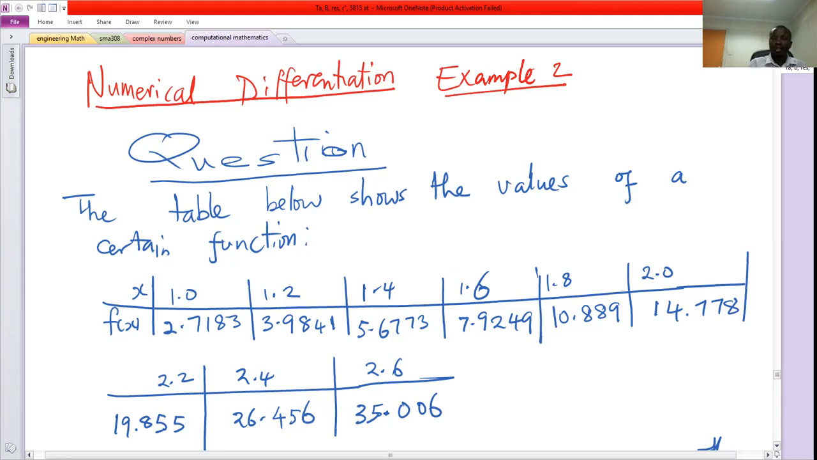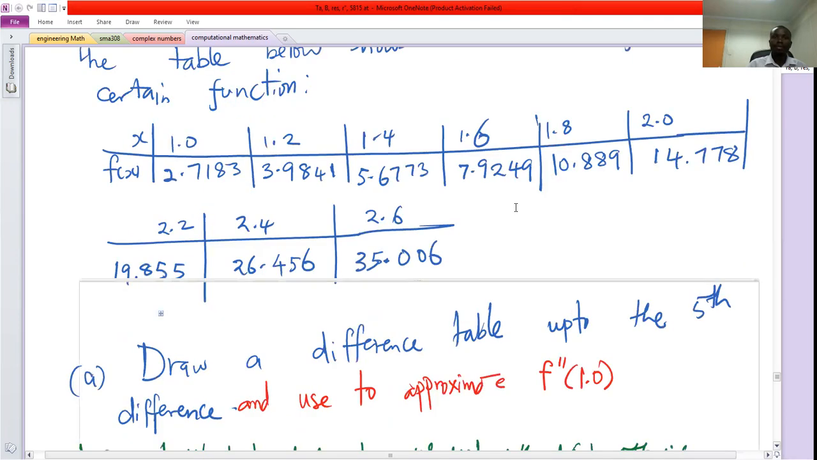So the first bit of the problem is to draw a difference table. Draw a difference table up to the fifth difference and use the difference table to approximate the value of the second derivative of the function at 1.0. But these are the f values. So the values of the second derivative at 1. So this is how we'll draw the table.